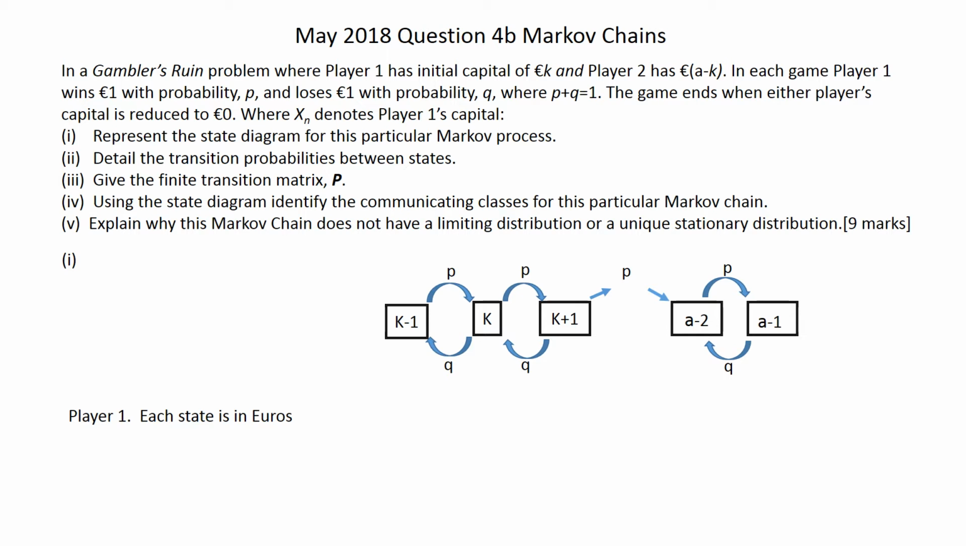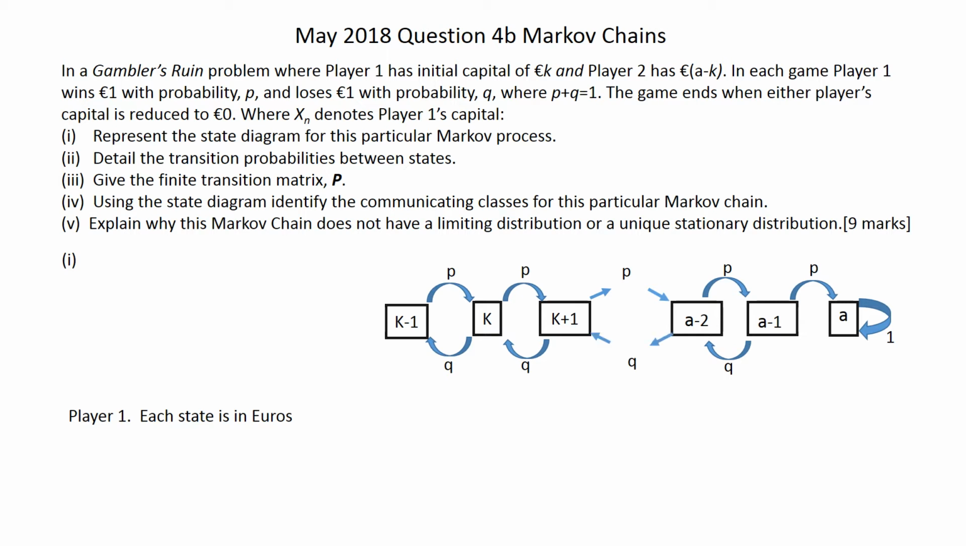But consider again, the person is at A minus 1 euros. They're €1 away from winning. They play a game. They win it with a probability of P, and that means they have A euros. They have won the game. They have all the money, and there are no more games to play. So once they have reached the state of A, that's it. They stay in the state of A.